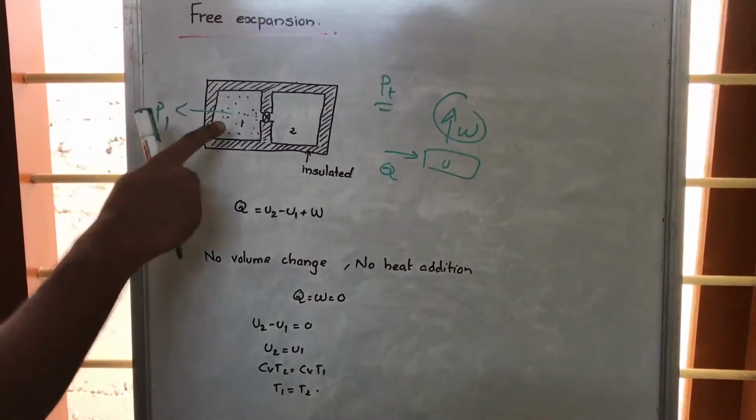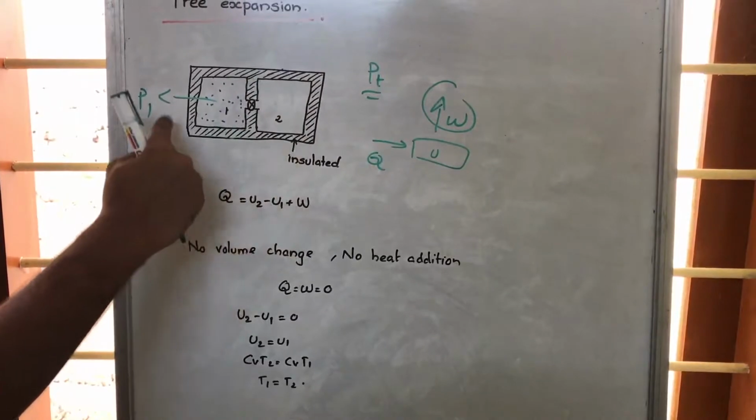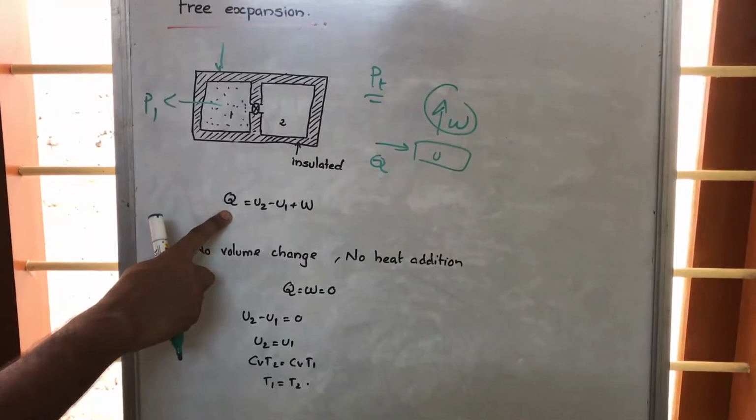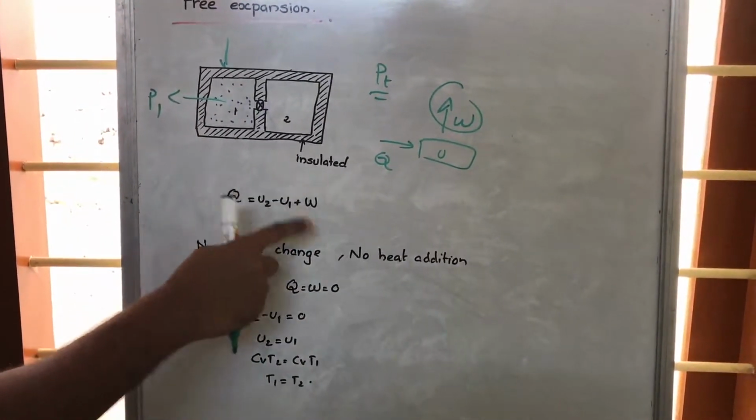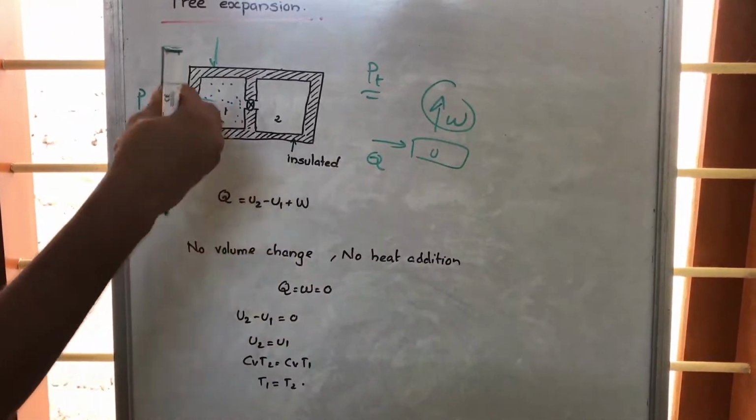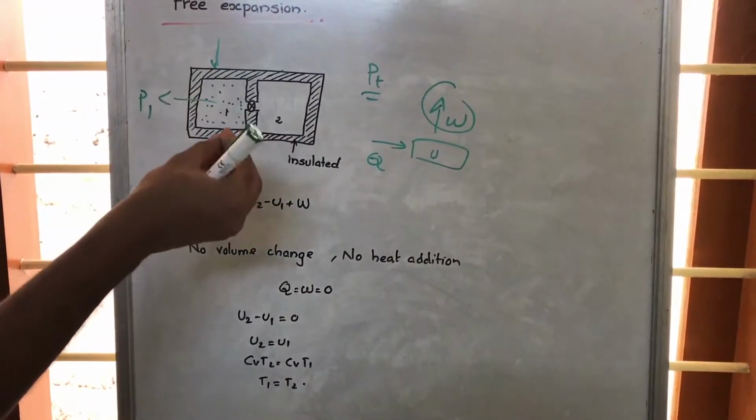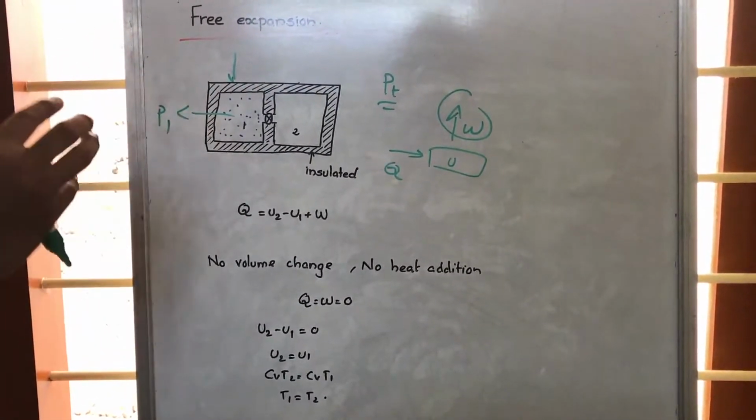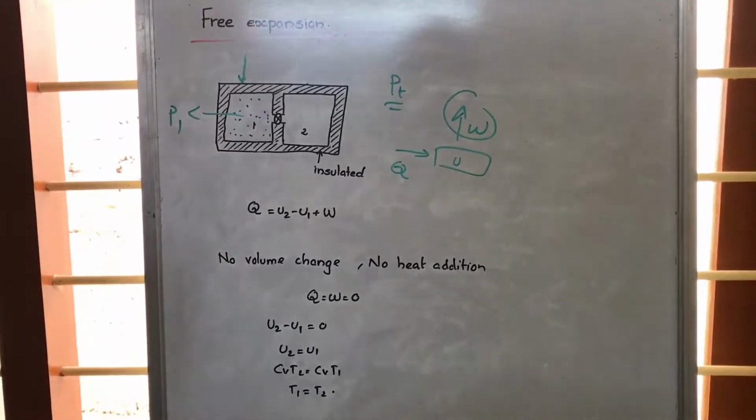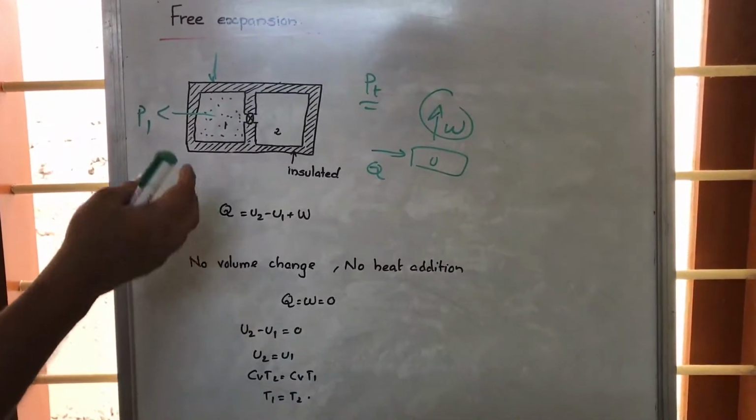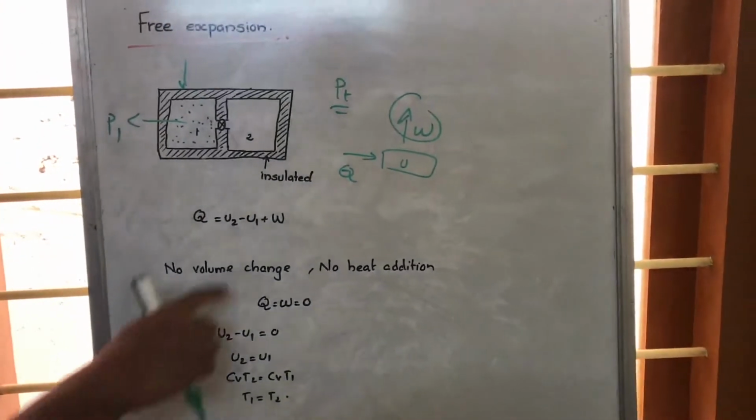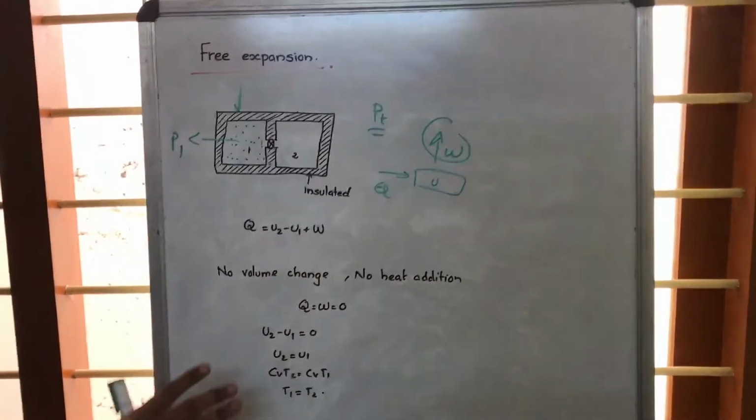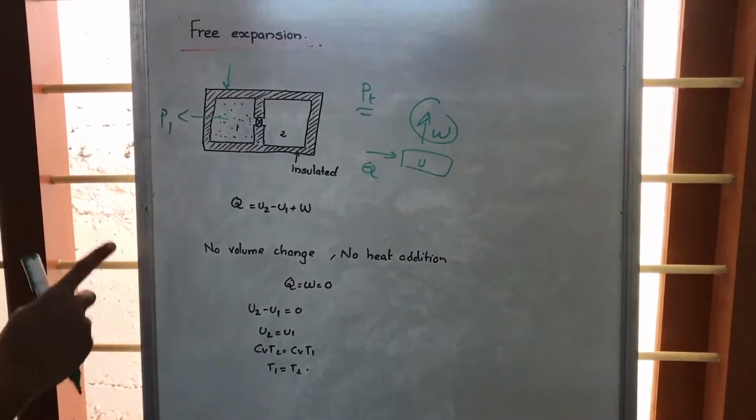Now in this system, since it is well thermally insulated, there is no heat addition. That means Q is 0, the net heat added is 0. And since the volume is constant, there are no moving parts, unlike a piston and cylinder arrangement. The volume of the system is kept constant, so we do not get any work output. By simple looking, we can say that we are unable to derive work. That means work is 0. That is, Q is 0, work is 0, so U2 minus U1 is equal to 0, or U2 is equal to U1.